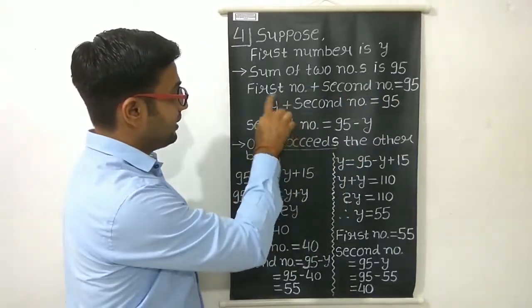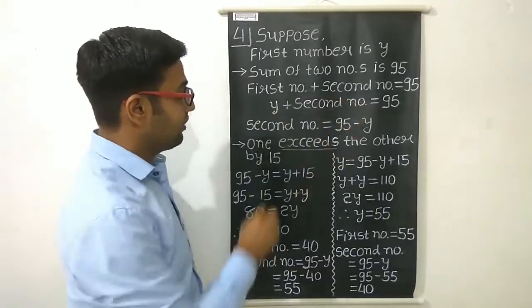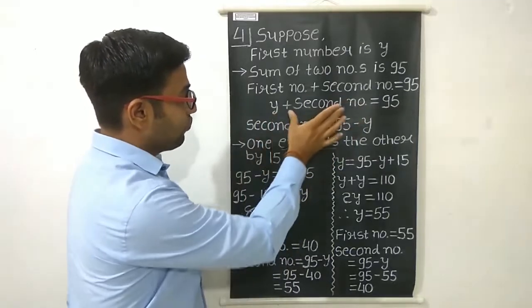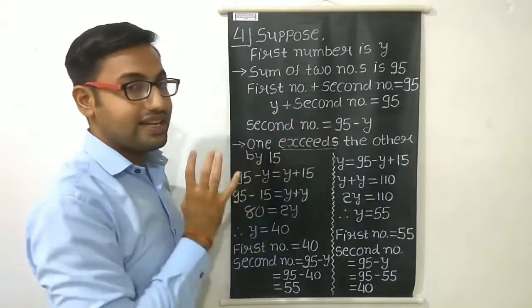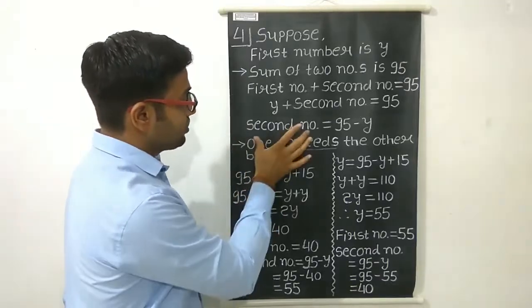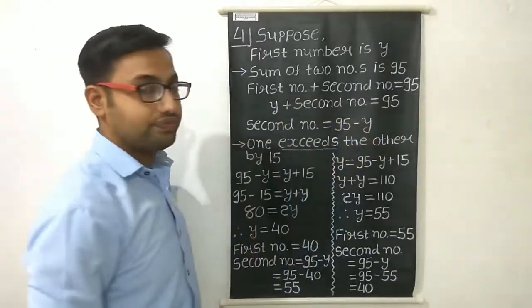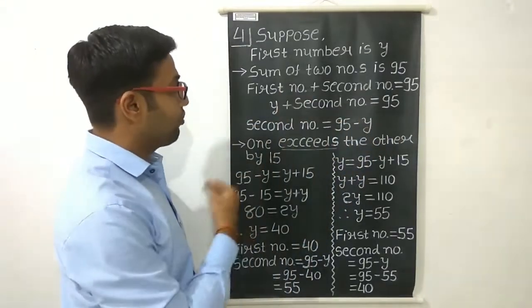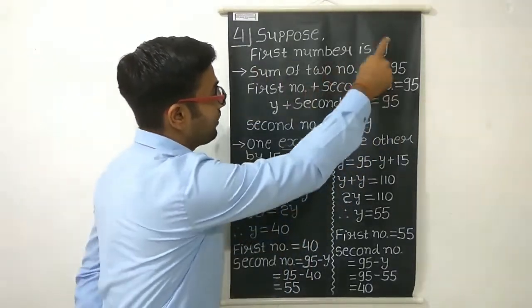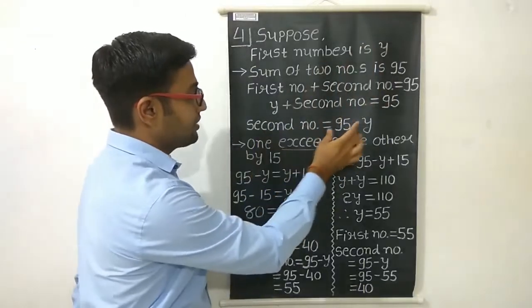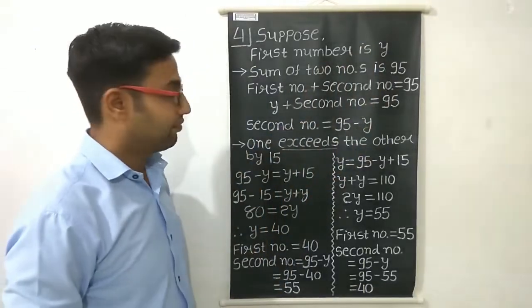Now if we take this y to the right hand side, it will become minus. So on the left hand side the second number will remain. So the second number becomes 95 minus y. Okay. So now we have both the numbers. First number is y. Second number is 95 minus y.